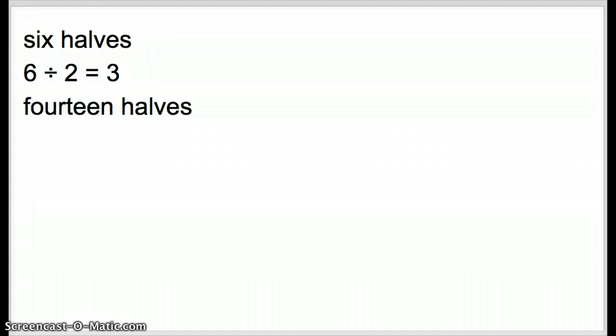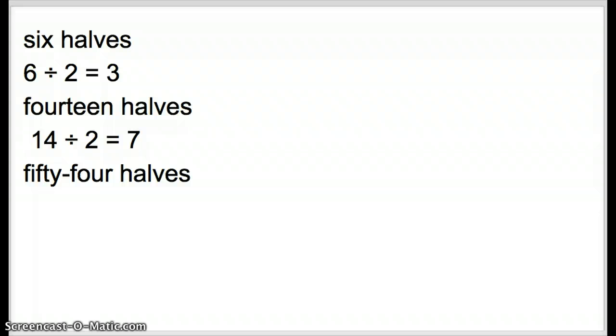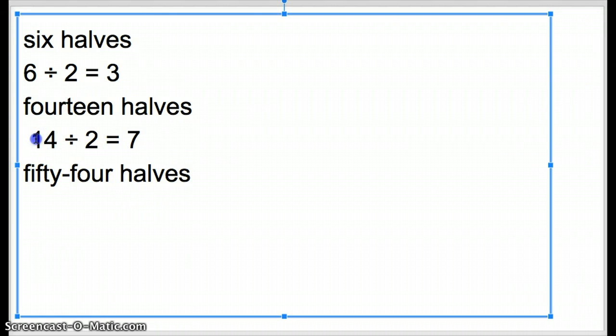Well, what about 14 halves? Pause the video, and when someone has the answer, continue to play. It is right here: 14 divided by 2 equals 7. Now let's get a little bit harder here. What about 54 halves?